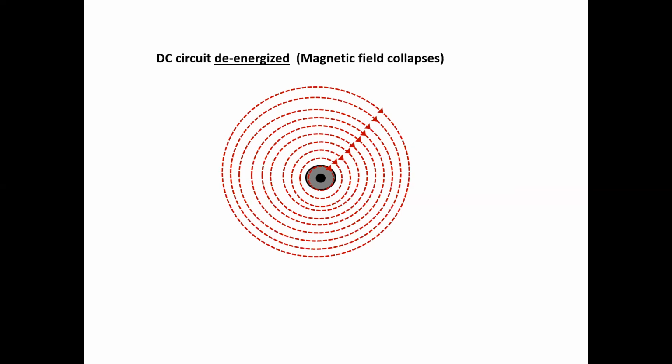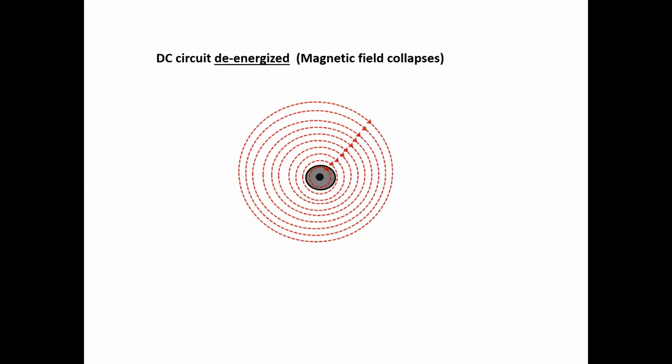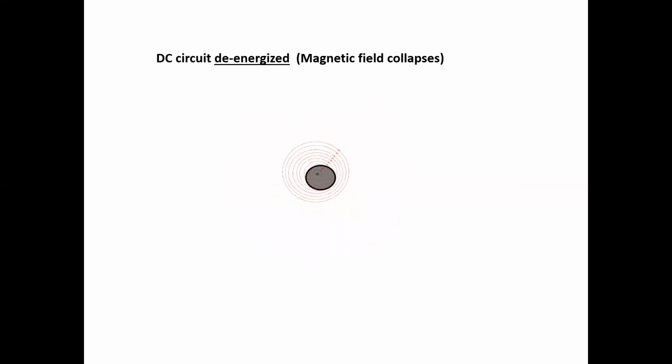When the DC circuit de-energizes, we would expect to see the magnetic field collapsing. And so it would shrink down until eventually there was no current within the circuit.